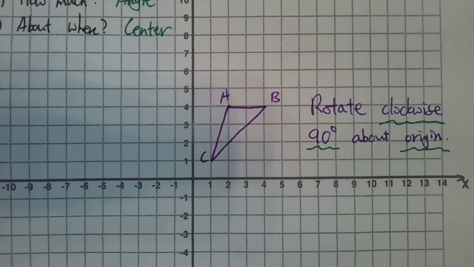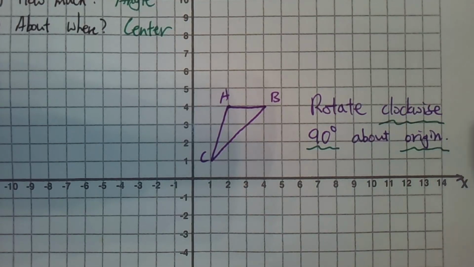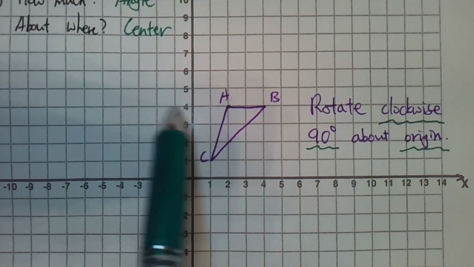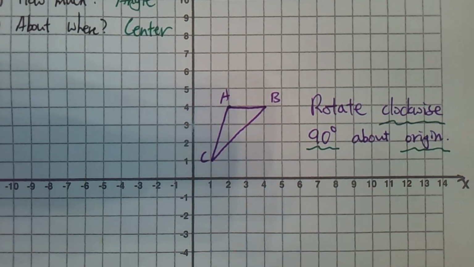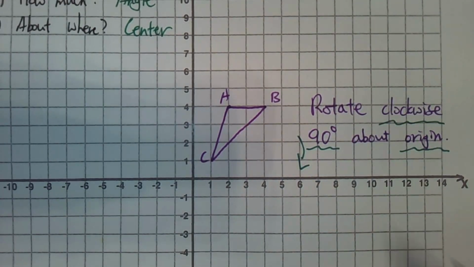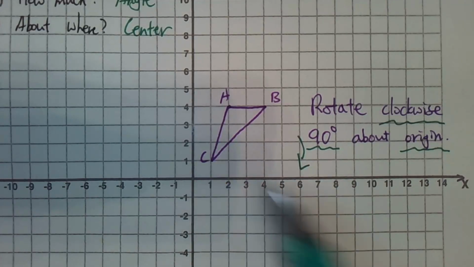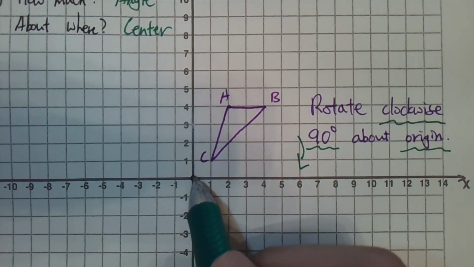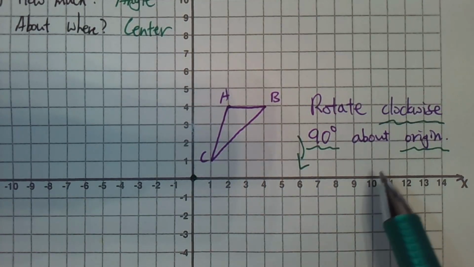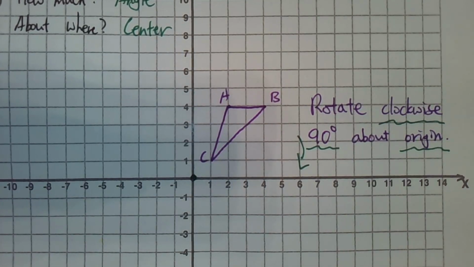So let's actually try to rotate this triangle clockwise 90 degrees about origin. Now we already know that clockwise means to the right. So we're going to turn to the right. If I'm turning the triangle to the right, it's not going to go to the left, it's going to go this way, right? So let me draw an arrow. It's going to go that way. We're going to turn about the origin, and where is the origin? Where everything is 0 on my graph. That's the origin. And we're only going to turn 90 degrees.